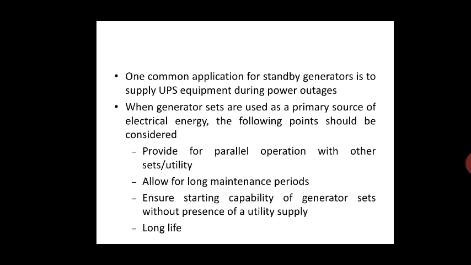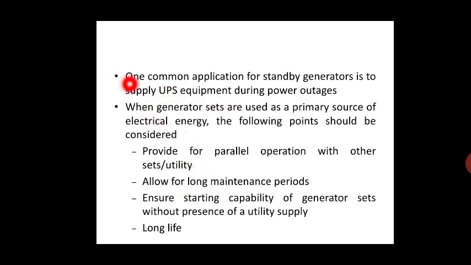When generator sets are used as a prime source of electrical energy, the following points should be considered. ജനറേറ്റർ സോഴ്സിനെ ഒരു പ്രൈം സോഴ്സ് ഓഫ് എനർജി ആയിട്ട് കൺസിഡർ ചെയ്യുമ്പോൾ ഈ പോയിൻ്റ്സൊക്കെ കൺസിഡർ ചെയ്യണം. Provide for parallel operation with other utilities. സോ ജനറേറ്റർ സെറ്റ്സ് ഉപയോഗിക്കുമ്പോൾ യൂട്ടിലിറ്റി ആയിട്ട് പാരലൽ ഓപ്പറേഷൻ നമ്മൾ കൊടുക്കണം. അതായത് യൂട്ടിലിറ്റി പവർ സപ്ലൈ ഫെയിൽ ആയി കഴിഞ്ഞാൽ ജനറേറ്റർ പവർ സപ്ലൈ അവിടെ കണ്ടിന്യൂ ചെയ്യണം. അതുകൊണ്ടാണ് യൂട്ടിലിറ്റിയും ജനറേറ്ററുമായിട്ട് പാരലായിട്ട് ഓപ്പറേറ്റ് ചെയ്യണം. Allow for long maintenance period. ജനറേറ്റർ സെറ്റ്സിന് എന്തെങ്കിലും പ്രോബ്ലംസ് ഉണ്ടാവും, അതിനെ മെയിൻ്റെയിൻ ചെയ്യാൻ നമ്മൾ അനുവദിക്കണം.